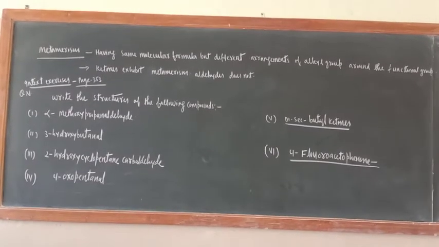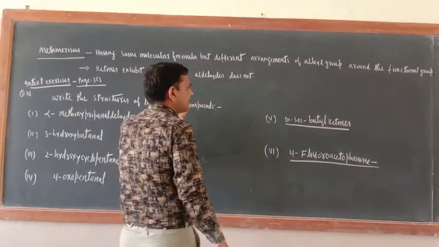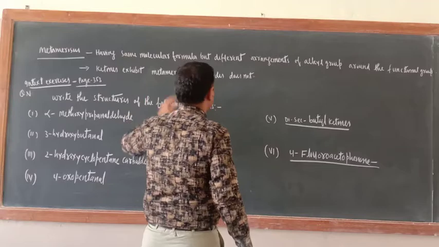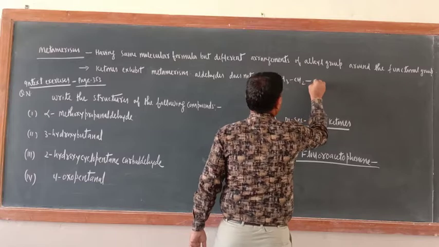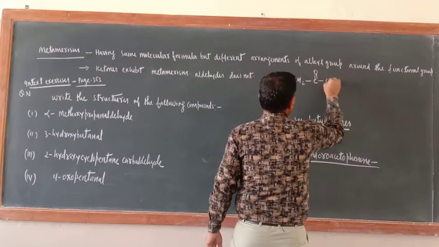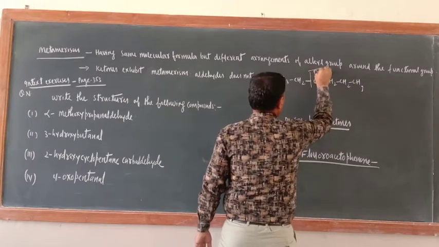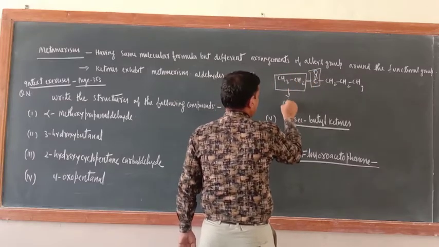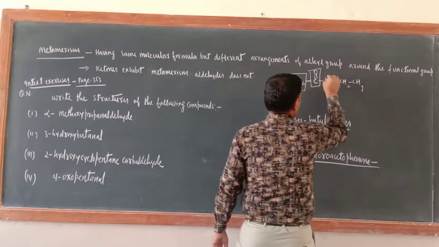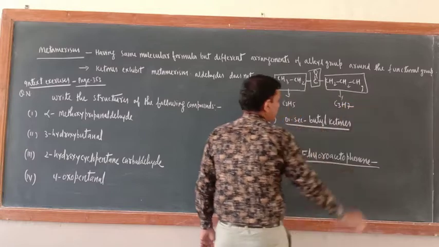Okay, let us have one example of metamerism also. Metamerism means having the same molecular formula but different arrangement of alkyl groups around the functional group. See here, this is CH3, CH2, C double bond O, CH2, CH2, CH3. This is the functional group carbon atom. Around this side, which group is there? C2H5 group is there. Around this side, which group is there? C3H7 group is there. Correct or not?